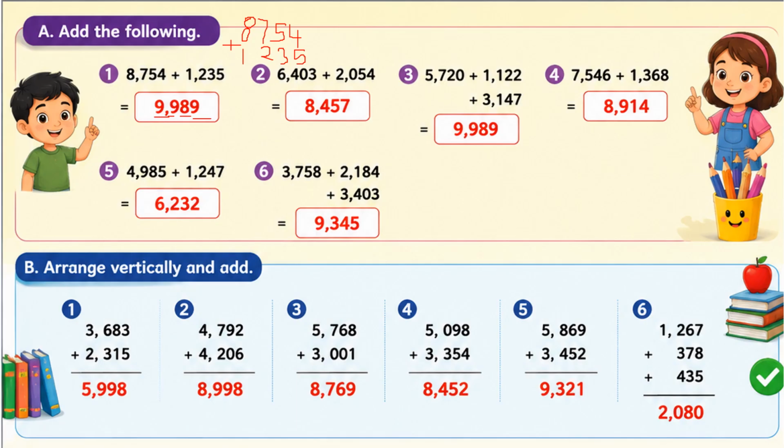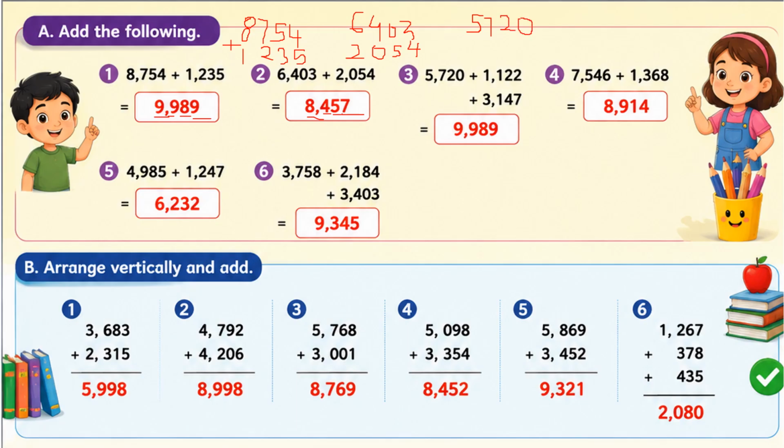Next up, 6,403 plus 2,054. So let's write that. 6,403 plus 2,054. So 4, 5, 6, 7. Then 5 plus 0, 5. 4 plus 0, 4. 6 plus 2, 8. Then we have 3 numbers, but these are 4-digit numbers.